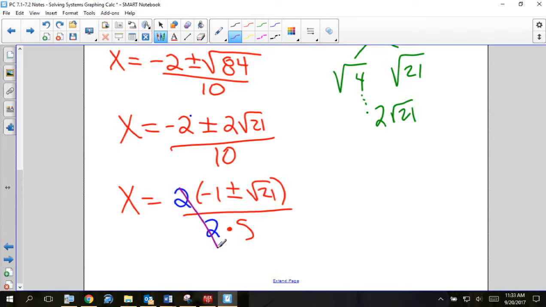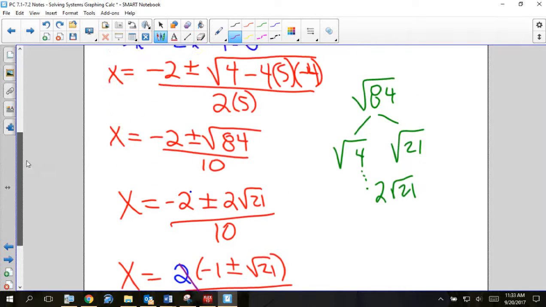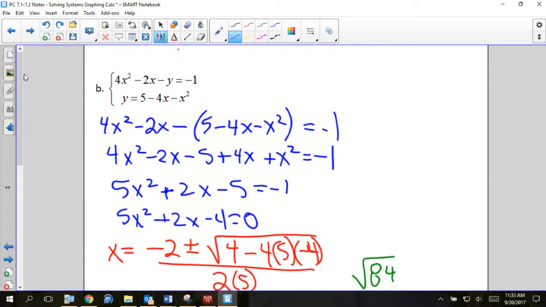So we have x. What do we do to get y? Which equation would you plug in? The second one. I think I do the second one also. 5 minus 4x minus x squared. That one's already solved for y. 5 minus 4x minus x squared.